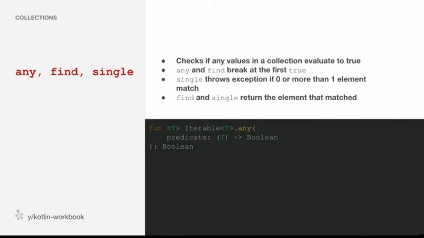In case of single, it will always traverse the entire collection that you're iterating over, and it will throw an exception if more than one item or less than one item, basically 0 items, evaluated to true. It will return the object itself, but only if that is the only object for which the evaluation function returned true.